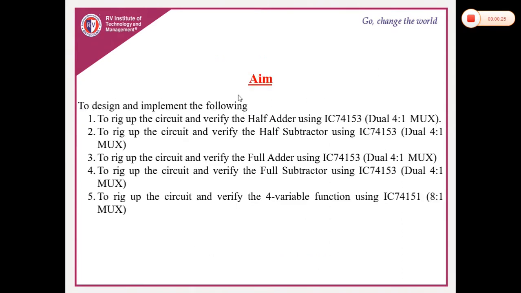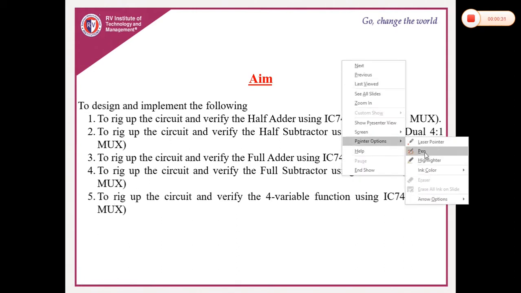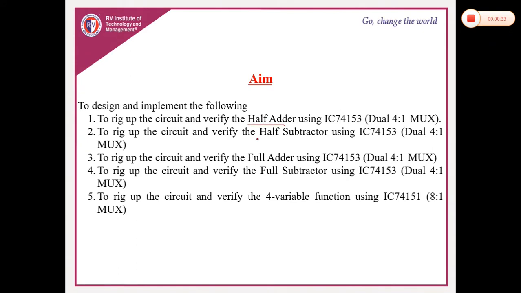So the main aim of this experiment is to do 5 different things. One is to implement a half adder, half subtractor, full adder and full subtractor using IC 74153. This is a dual 4:1 multiplexer IC. And we have to implement a 4 variable function which is given using one more 8:1 multiplexer IC, that is IC 74151. This is the main objective.